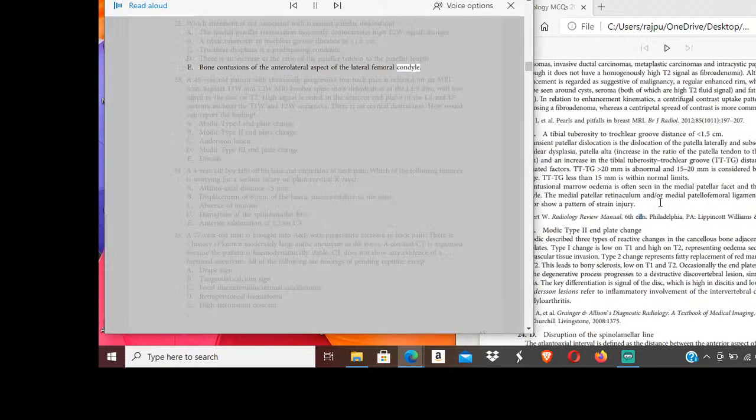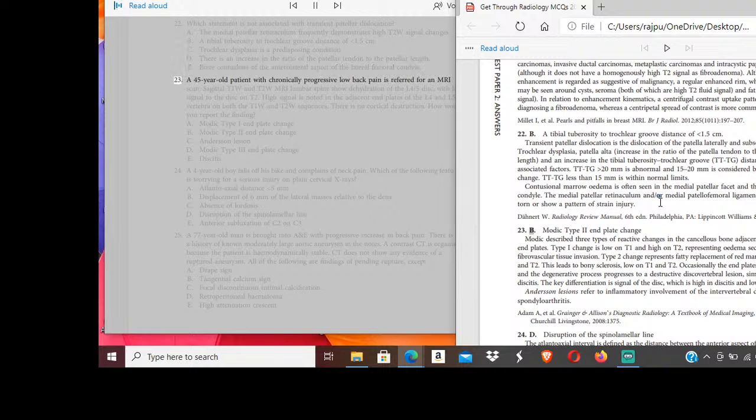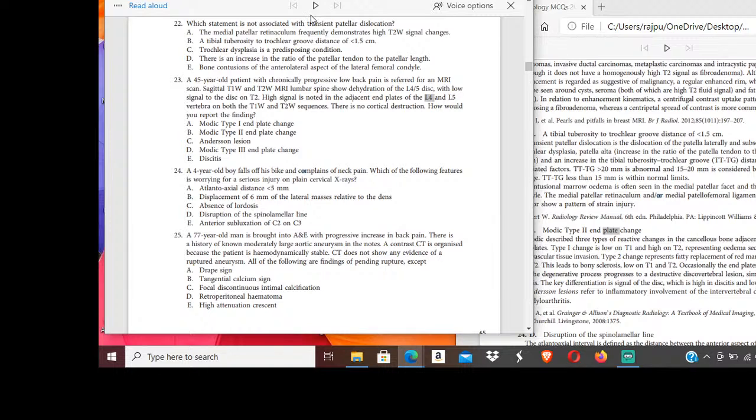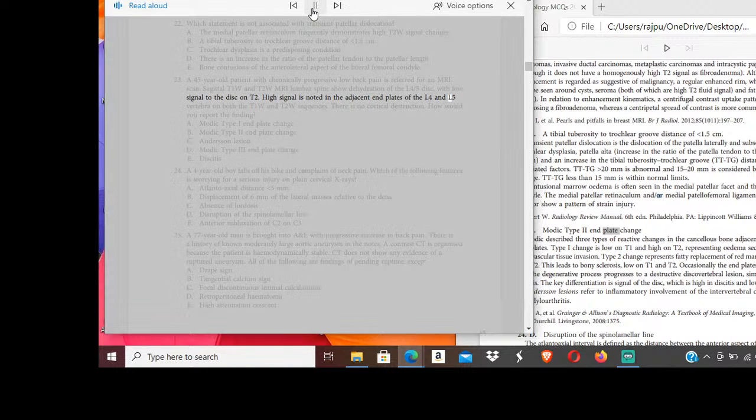23. B. Condyle. 23. A 45-year-old patient with chronically progressive low back pain is referred for an MRI scan. Sagittal T1W and T2W MRI lumbar spine show dehydration of the L4/5 disc, with low signal to the disc on T2. High signal is noted in the adjacent end plates of the L4 and L5 vertebra on both the T1W and T2W sequences. There is no cortical destruction. How would you report the finding?